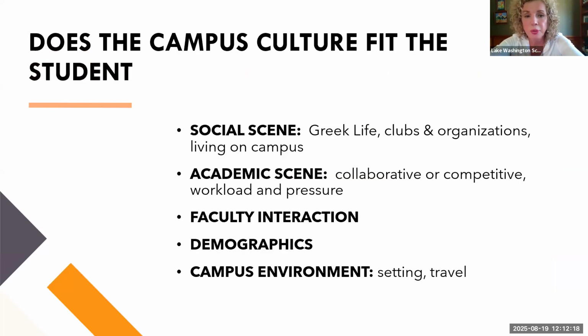And then the final piece, which is the culture. And I have to say, a lot of times this is the one people forget about. But as I said earlier, we are all different. We all like different things, we respond to different things, and there are different fits. And so, think about the social scene, think about the academic scene. Some students really like collaboration, some like a Hunger Games situation. Some like to be anonymous, some want to get to know their professors. That's the faculty interaction. Demographics: some people want to make sure that when they look around, they see people like them. Other people say, oh, I'd like to be the only one like me, whatever it is.